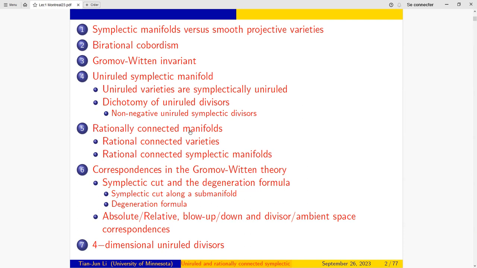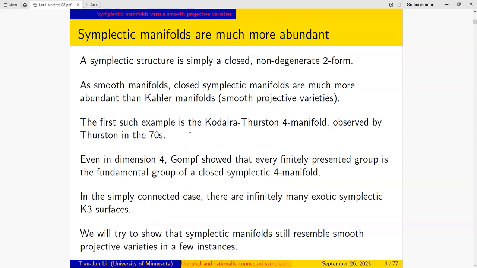We'll discuss properties of these manifolds, and then I move on to rationally connected manifolds, where we know much less in the symplectic category. If I have time, I will explain how Gromov-Witten theory is used to study the symplectic birational property of manifolds. So that's the plan for the first talk. Let me start with some philosophical slides.